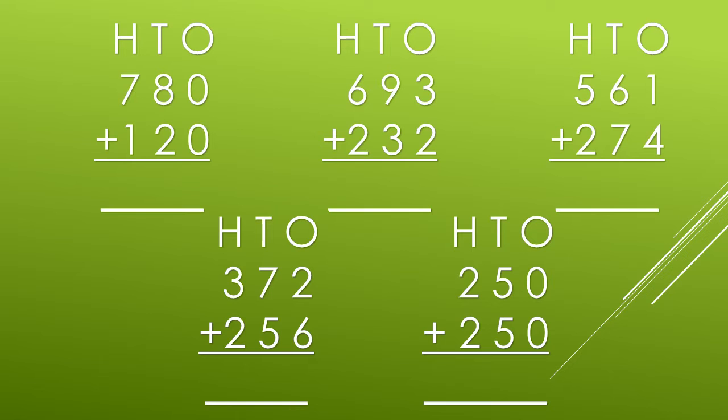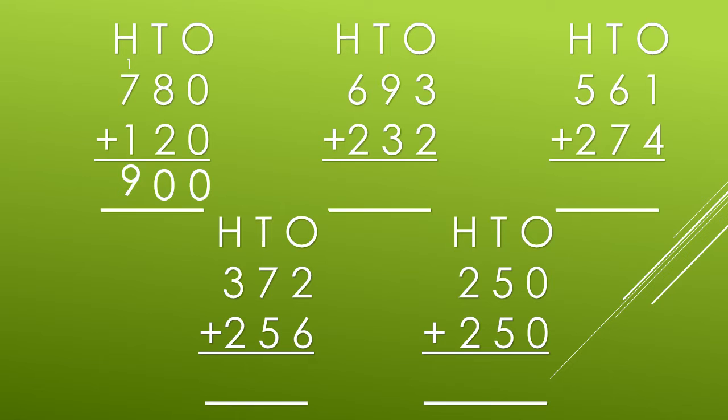In the next example, numbers are 780 and 120. Add ones. 0 plus 0 equals 0. Write 0 under ones. Now add tens. 8 plus 2 equals 10. 10 tens means 100 plus 0 tens. So write 0 under tens and carry 100 to hundreds. Now add hundreds. 1 plus 7 plus 1 equals 9. Write 9 under hundreds. So the answer is 900.